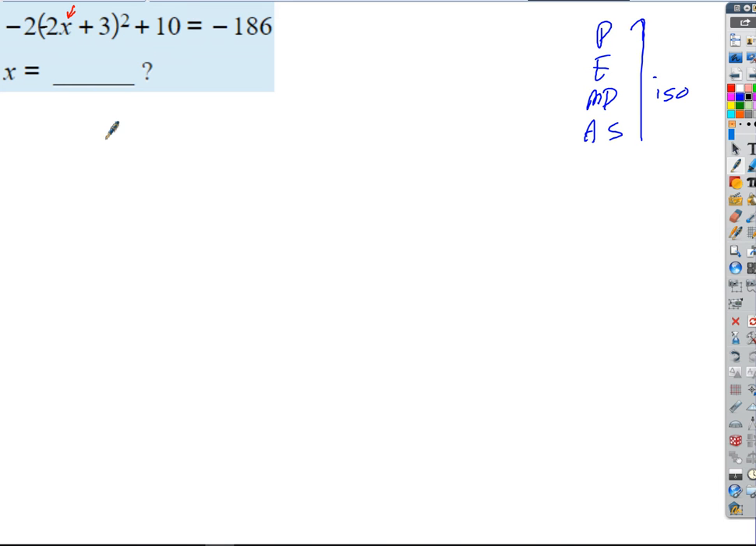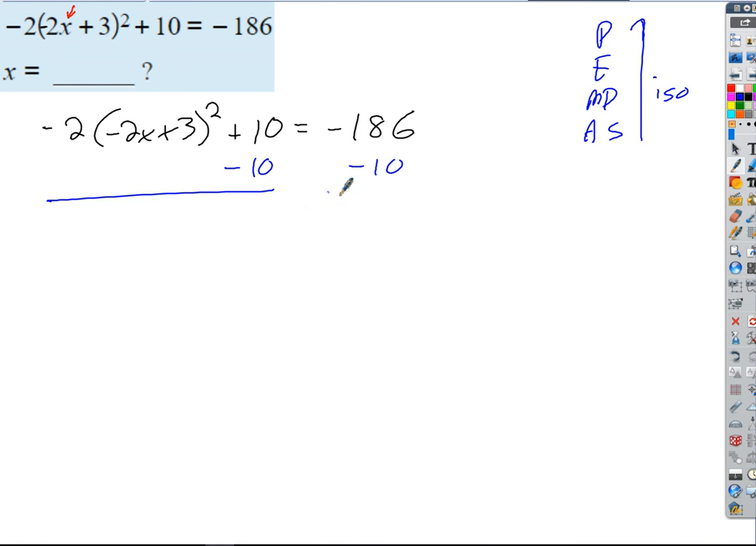Think about it. Let me rewrite this. What's first? Subtract 10. Good. Okay, that's good. So there's one step. Okay, now what? Okay, I've heard a couple things. I heard distribute the negative 2. Okay, I can't do that.